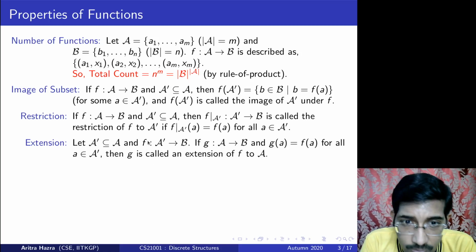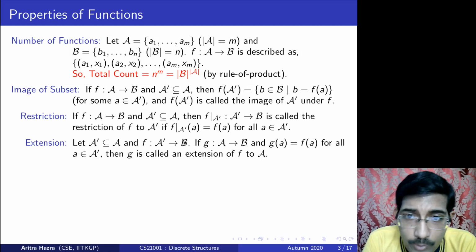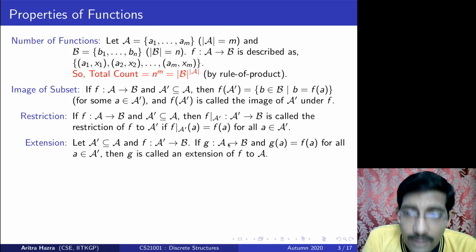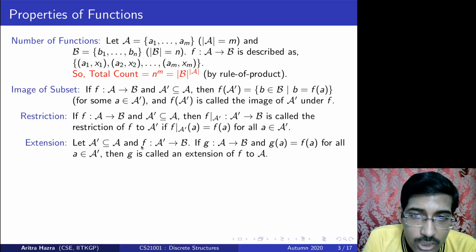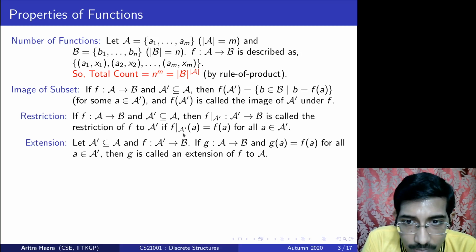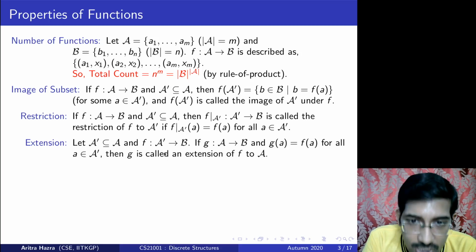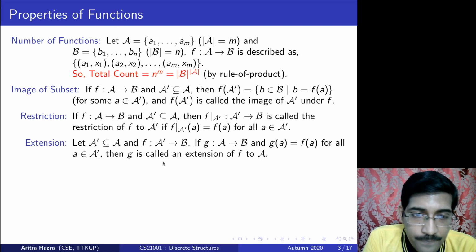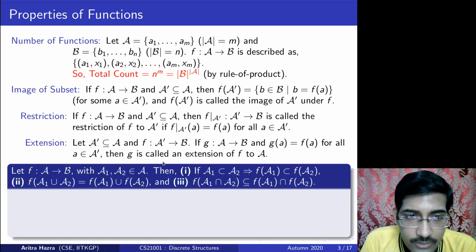So therefore, you extend this set of domain mapping to a greater element domain. That's why we call the function G an extension of F to A. This is the restriction of F to A dash, and this is the extension of this function to A. That is how the definition goes.